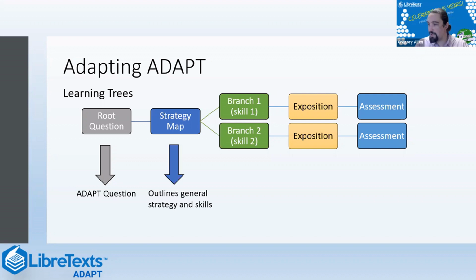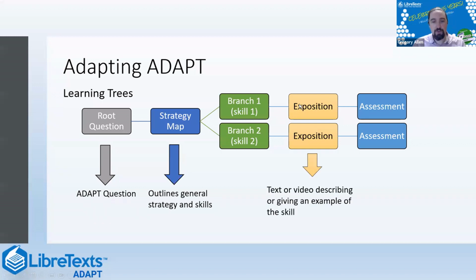It starts with the strategy map that outlines the general strategy and skills. In my courses, we can think about the individual skills required to complete the root question. Say there are 2 skills that the students need in order to solve the problem. I can say, to solve this problem, you need to know how to do this and this. What we've now created are branches where you can learn about these skills. So our tree branches off into 2 branches, and those branches are about the specific skills required to solve the root question. And in that branch, we have what we're calling an exposition.